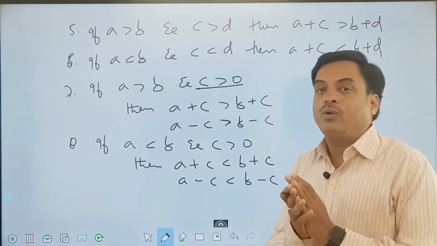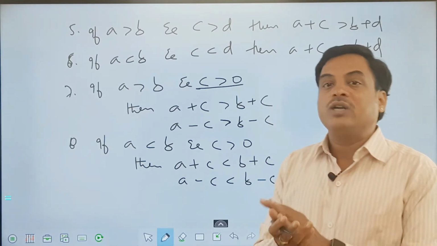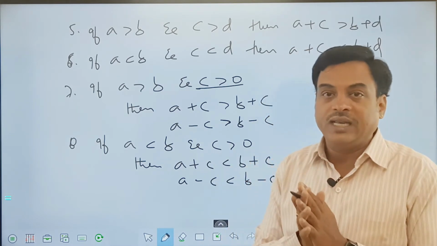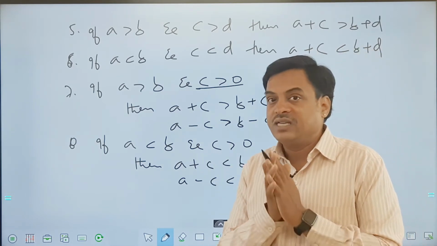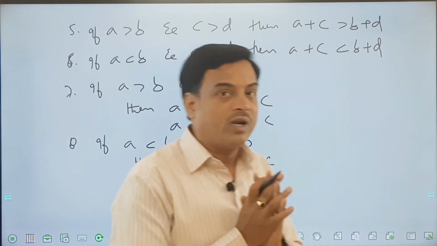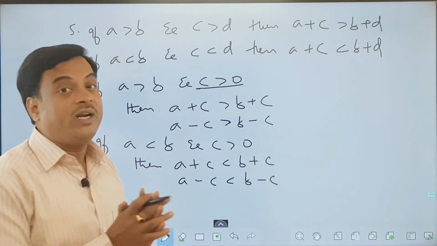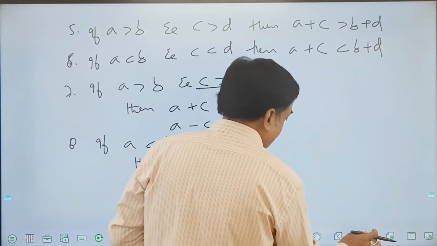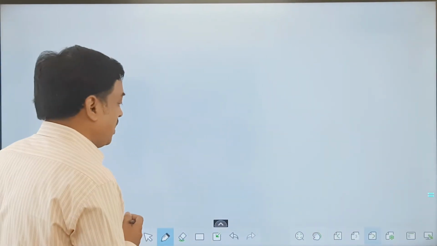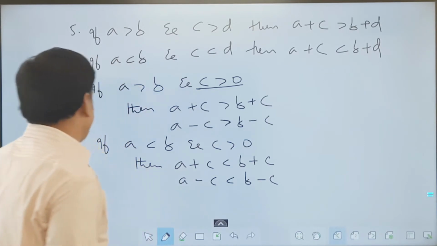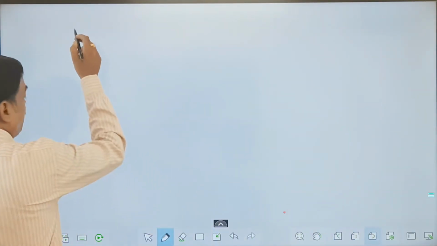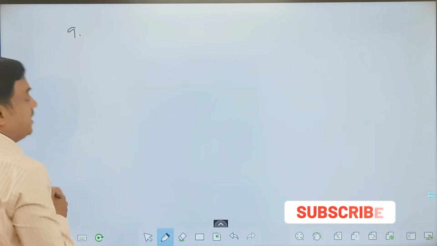But the simple point to note down here is, if I am adding or subtracting a constant on either side of the inequality, the inequality will never change. This is a very important point to be noted. Now coming to the next point, we have discussed up to 8 points. Please practice this, and further the 9th point which I would like to take here.